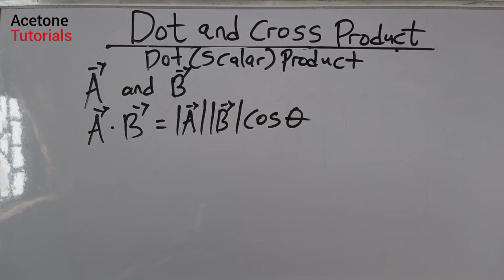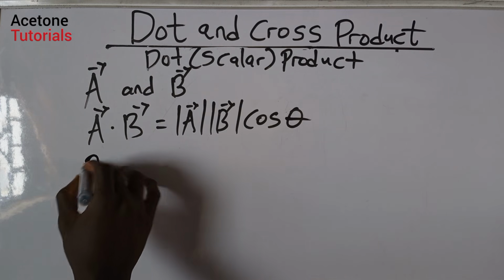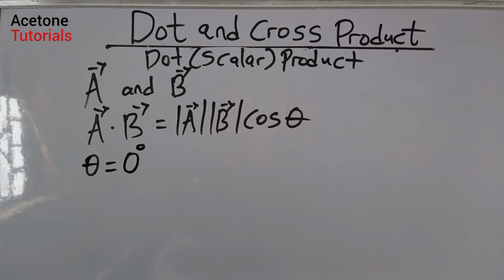We have some notable angles, like theta equals 0 degrees. If theta equals 0 degrees, it means the angle between vector A and vector B is 0 degrees, so they are parallel to each other. Now, cos 0 is 1. So the dot product of vector A and B, when they are parallel to each other, is equal to the magnitude of A multiplied by the magnitude of B times 1, which is equal to the magnitude of A multiplied by the magnitude of B.